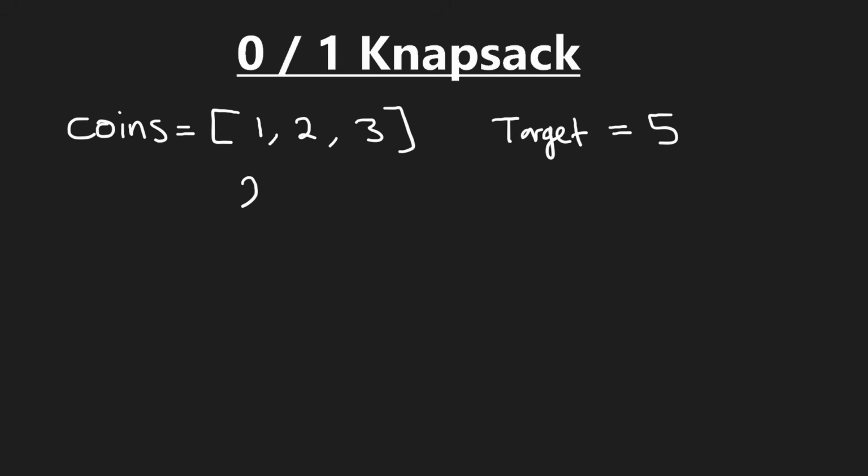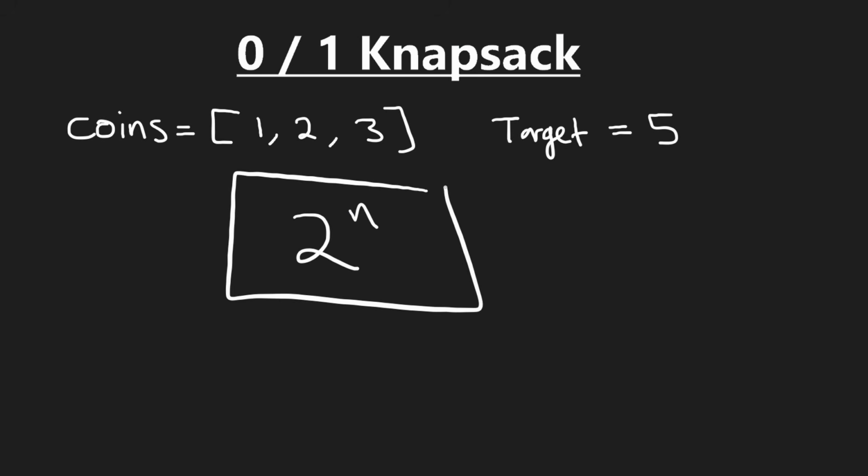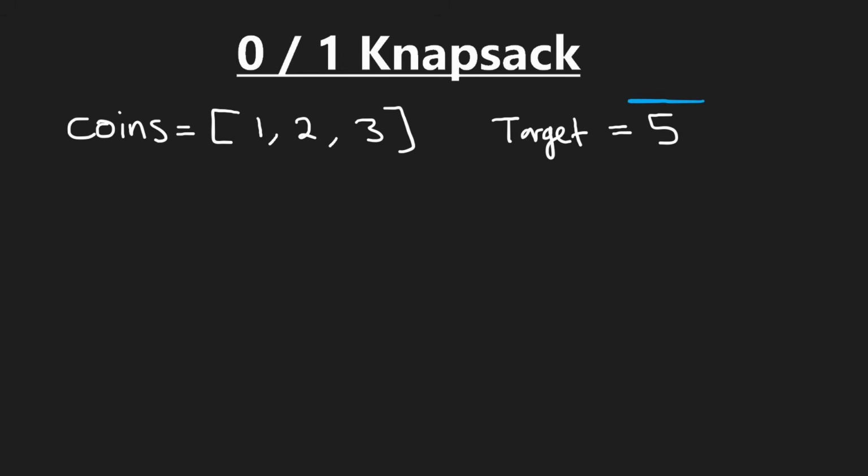Well, for each one, if we can use it or not use it, that's 2 options for each coin. So that's 2 times 2 times 2. Whatever the size of the input array is going to be, the number of ways we could do it is 2 to the power of n. Now that's not very efficient, so how can we use dynamic programming to speed this up? Well, remember, our initial target is 5, so let's ask ourselves, how can we get a sub-problem out of that, right?